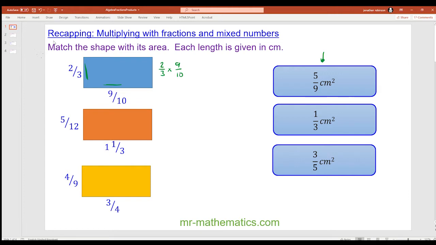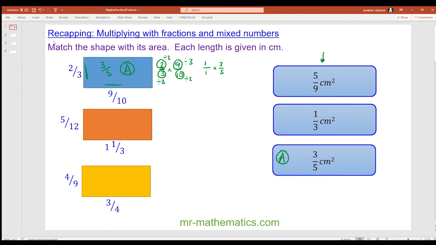And we're going to do this by cross simplifying, which means to identify a common factor of the numerator in one fraction and the denominator in the other. So we can divide the 3 and the 9 by 3 and the 2 and the 10 by 2. So we can write this out again. 2 divided by 2 is 1. 3 divided by 3 is also 1. 9 divided by 3 is 3. And 10 divided by 2 is 5. So the area of this rectangle is 3/5. And this area matches with this one.